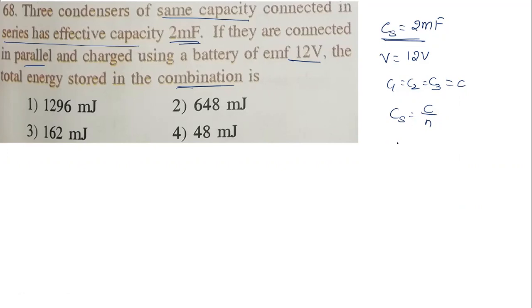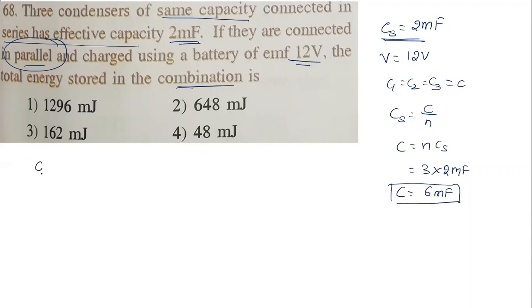Yeah. So then what will happen? C equal to n times Cs. So n is 3 into Cs, which is how much? 2 millifarad. So it will be 6 millifarad. That is the capacitance of each capacitor. Now these three are in what kind of combination? Parallel combination, connected to a battery of 12 volt. The energy stored we need to find out.